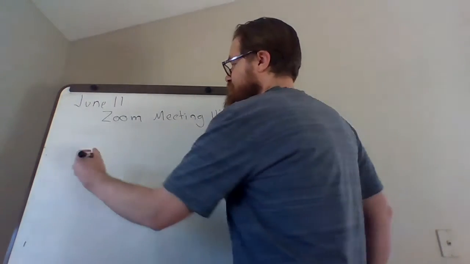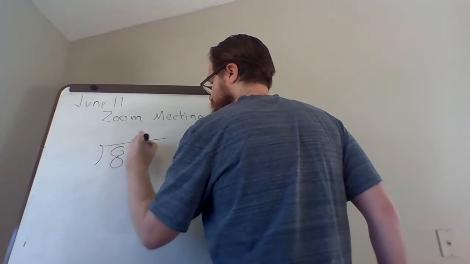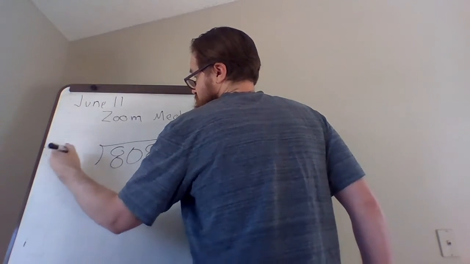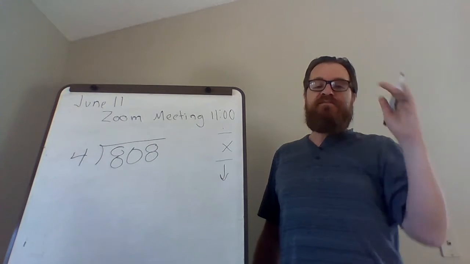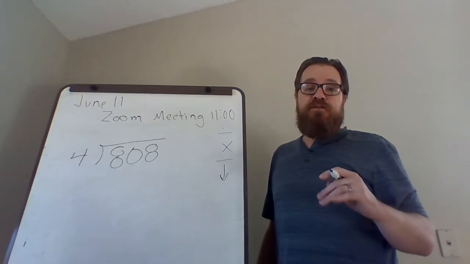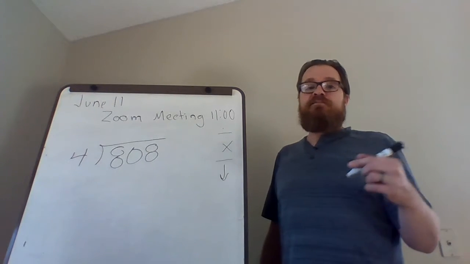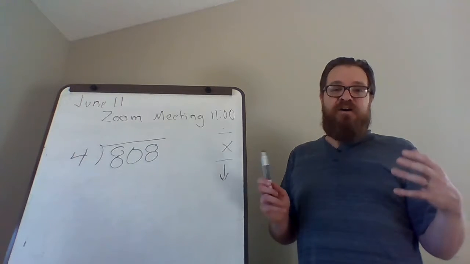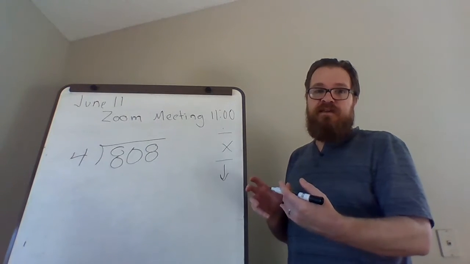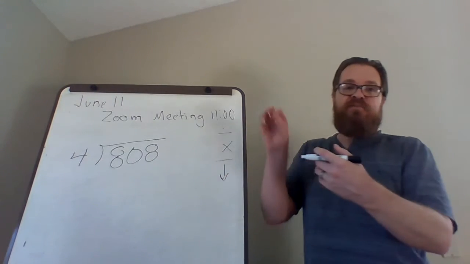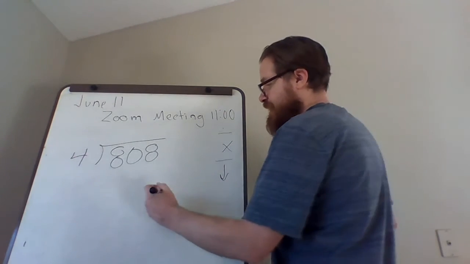Let's say that I have a problem like 808 divided by 4. The first thing I want to do, as always, is estimate. The reason why I estimate is I need to get an idea of where my answer should be, because long division is very tricky and it's easy to make a mistake. But if I have an estimate, I can compare my answer to the estimate to make sure what I'm writing makes sense.